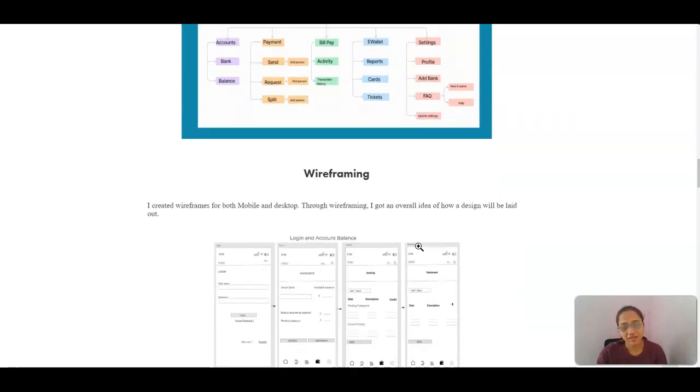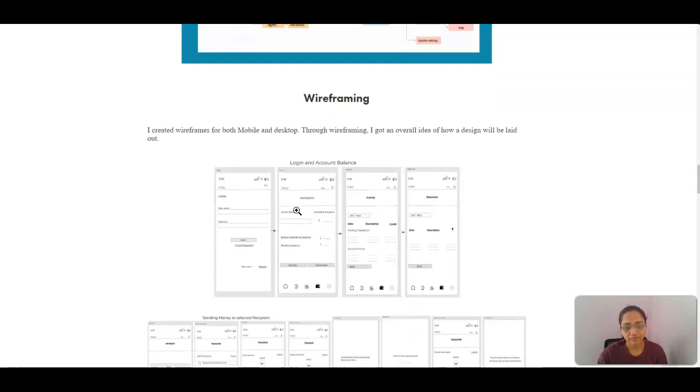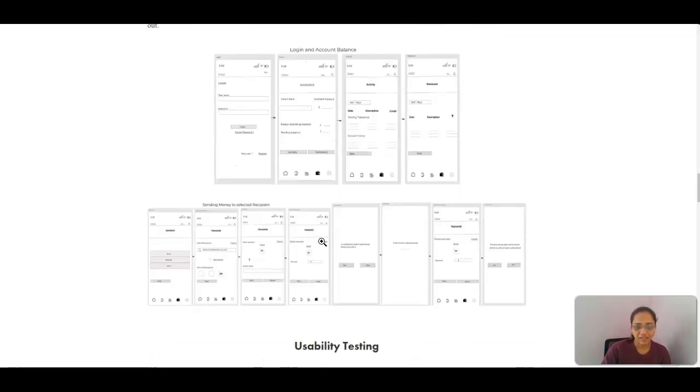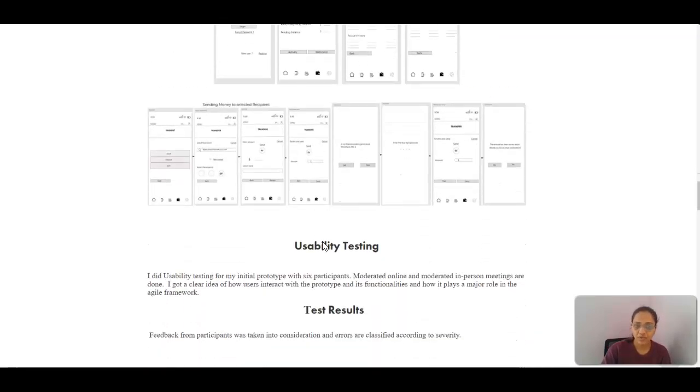Once the card sorting was done and the sitemaps were designed, I went to the next stage of the design process, that is wireframing. Through wireframing, I got an overall idea of how a design will be laid out. These are the wireframe screens: login and account balance, and the next one is for sending money to the selected recipients.